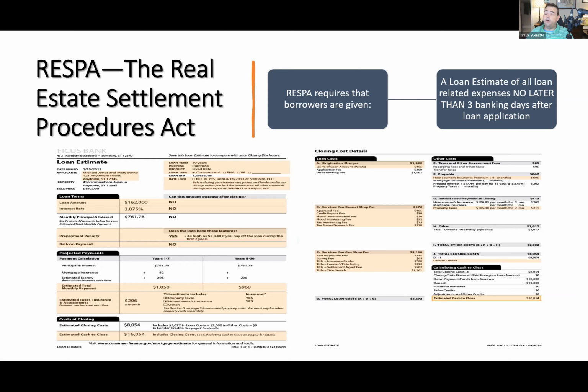So it's a great point right now. If you fill out a loan application today, when's day one? Monday, because it's banking days, right? So if somebody fills out a loan application today, what's the deadline for the lender to provide that loan estimate to that borrower? No later than what? Wednesday. No later than Wednesday of next week. Is everybody okay with that? Monday is day one, Tuesday is day two, Wednesday is day three?